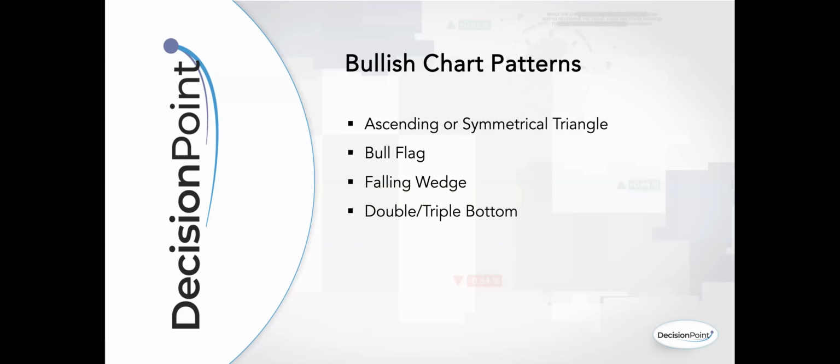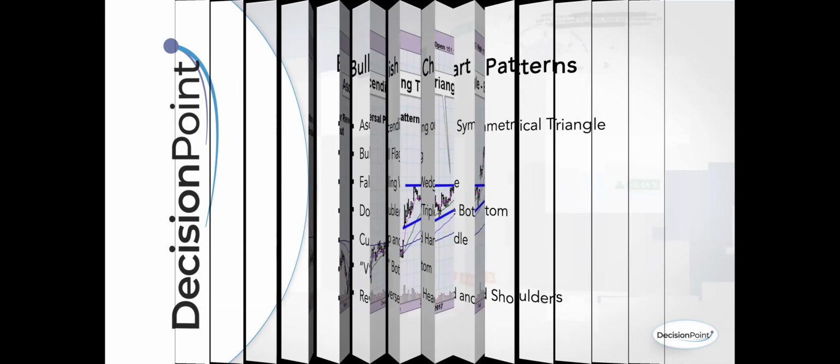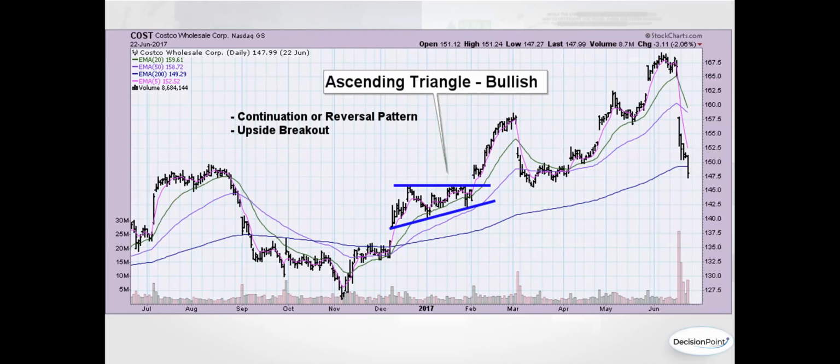There's the double and triple bottom. There is a cup with handle pattern, and there is a V bottom pattern. Those are really spectacular to get a hold of. We found a lot of those, obviously, at the end of 2020 when we started to move into 2021 with the rally we had, saw a lot of V bottoms at that point. And then, of course, the reverse head and shoulders. The head and shoulders itself is a bearish pattern, but the reverse version is bullish. So let's look at a couple of these patterns, and I'll talk a little bit about what they tell us.